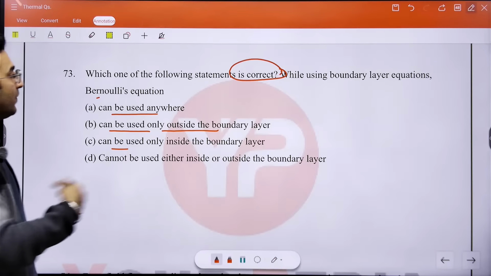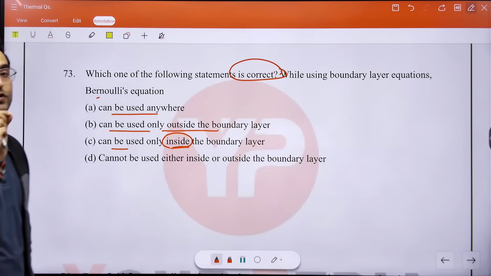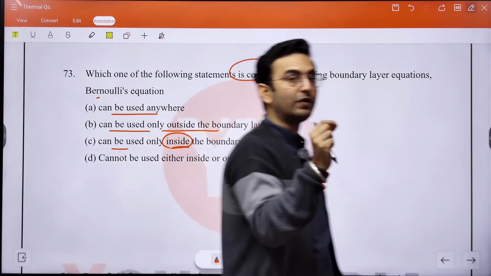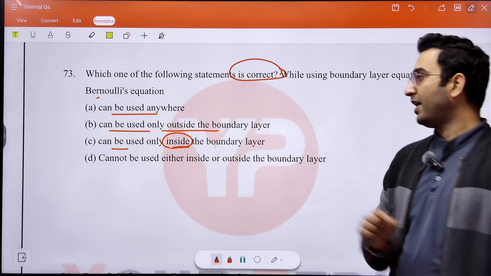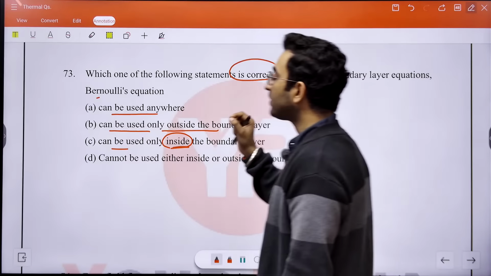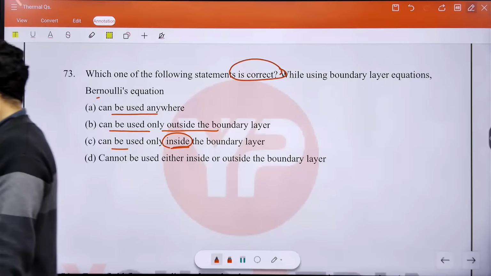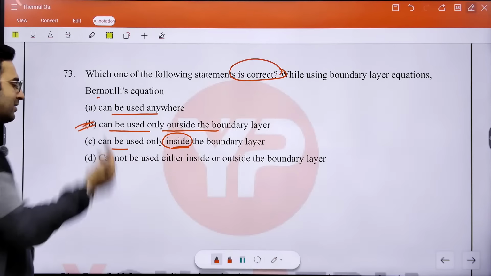Now, if you just see inside the boundary layer, we are having a viscous effect. Okay, we are having a viscous effect, and due to the viscosity, we are having a rotational flow where you cannot apply the Bernoulli's equation. That is why we say that Bernoulli equation can only be applicable outside the boundary layer, not inside the boundary layer here. Okay, so option number B is going to be the correct answer. So that's a simple case.